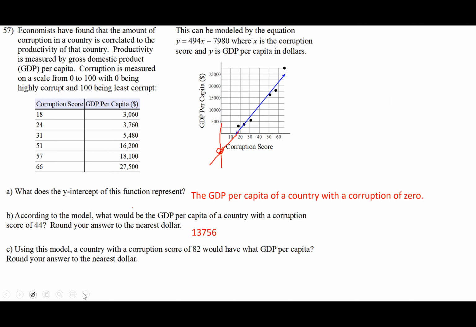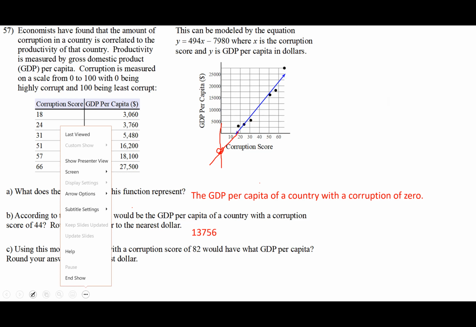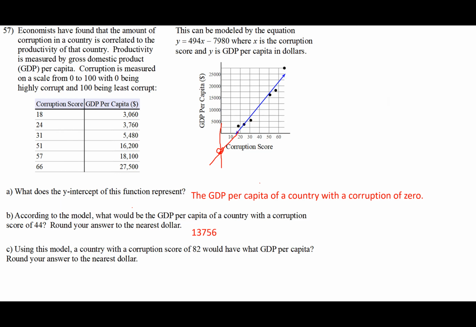Now, question C. Using this model, a country with a corruption score of 82 will have what GDP per capita? All right, so I'm giving you the corruption score of 82. 82 is about here. I know it goes off the picture, and it's fine. We're estimating. And that will give me on the left a number about here. I'm going to estimate that to be 32,528.